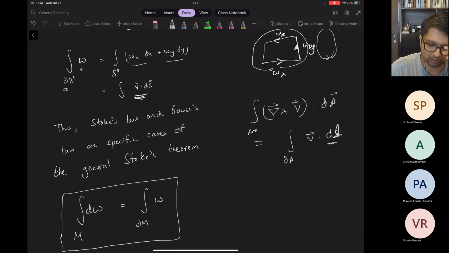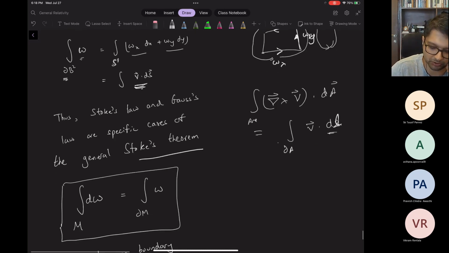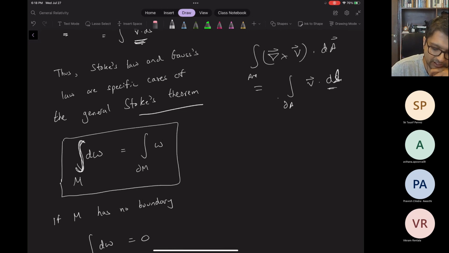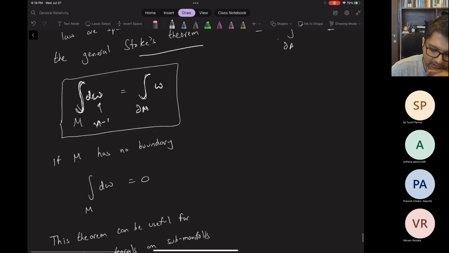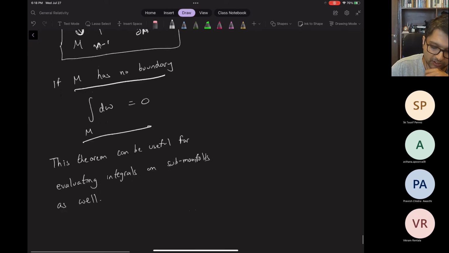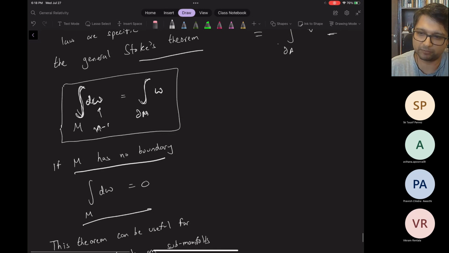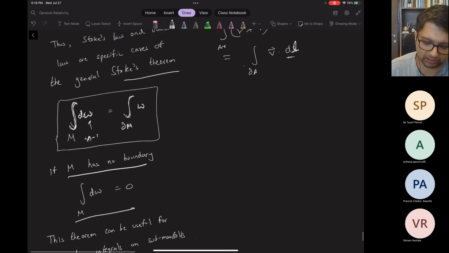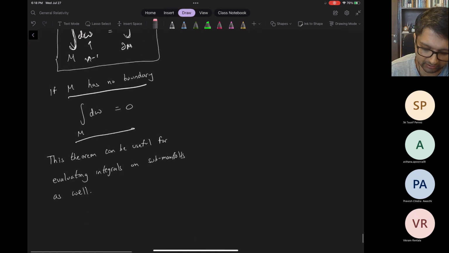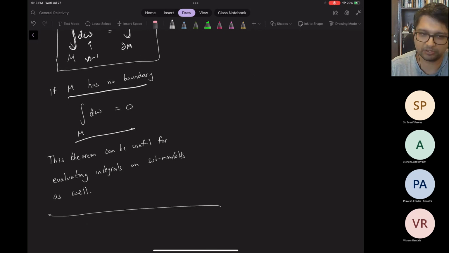So basically Stokes' law and Gauss's law are just specific cases of this general Stokes theorem, which is that the integral of d omega, where omega is an n-1 form on an n-dimensional manifold M, is equal to the integral of omega over the boundary of M. And a corollary of this is that if M has no boundary, then the integral of d omega is just 0. So this theorem is useful not just for evaluating integrals over manifolds, but over submanifolds as well. That's it. Any questions about this?